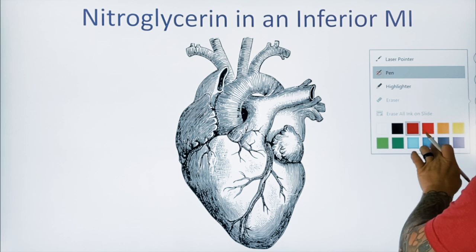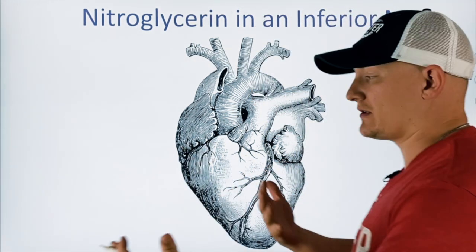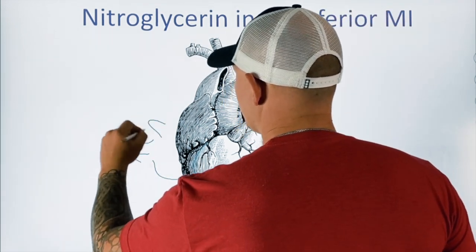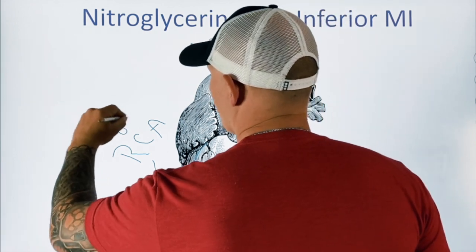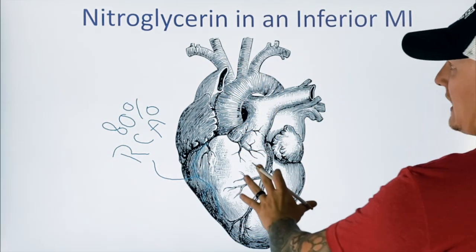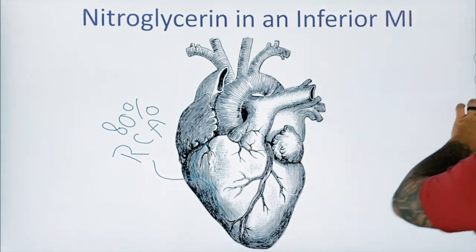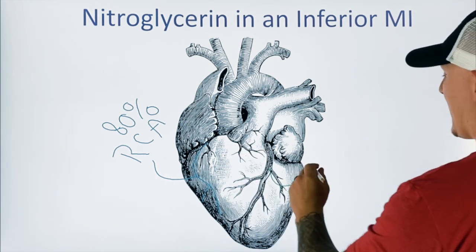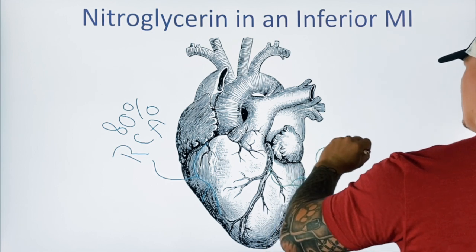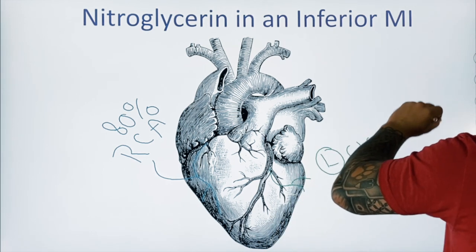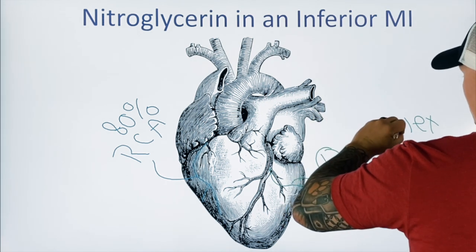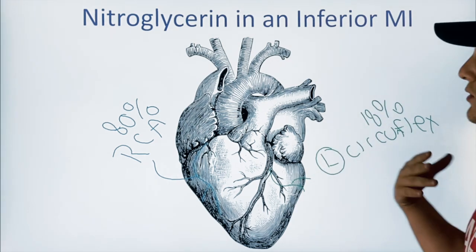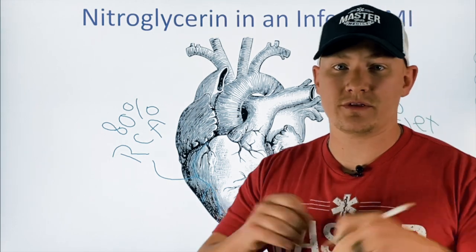This inferior MI is essentially affecting two particular vessels. One, it could be the RCA that runs like so, okay? The right coronary artery makes up about 80% of your inferior MIs, a blockage in that particular vessel. Then we have another one, which is the left circumflex. The left circumflex runs out like this and kind of in the back. That one makes up about 18% of your inferior MIs. And then the other 2% are more anomalies and different weird stuff going on within the vasculature itself.